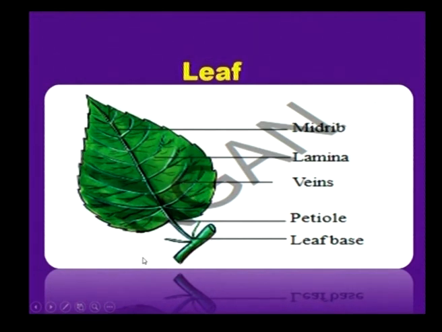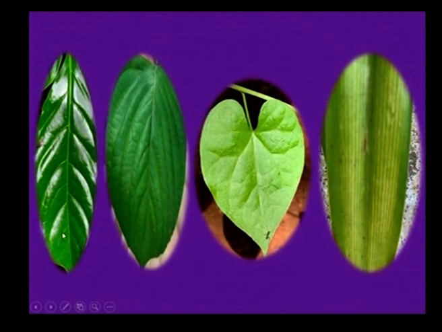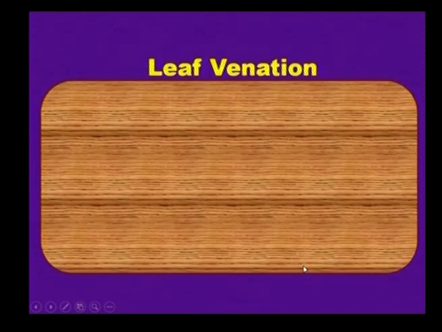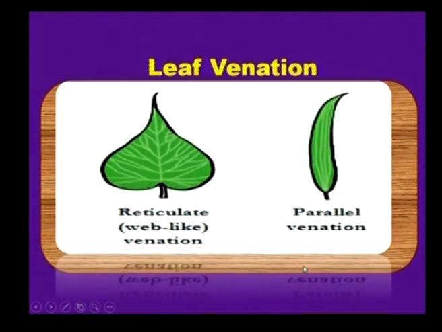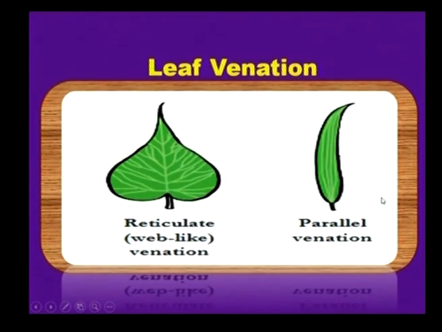Is the venation same in all the leaves? Observe the leaves here. The venation in these 3 leaves is like a net or web. This is called reticulate venation. And observe here in this leaf, the veins are parallel to the midrib. This is called the parallel venation. Observe reticulate venation and parallel venation in the leaves.